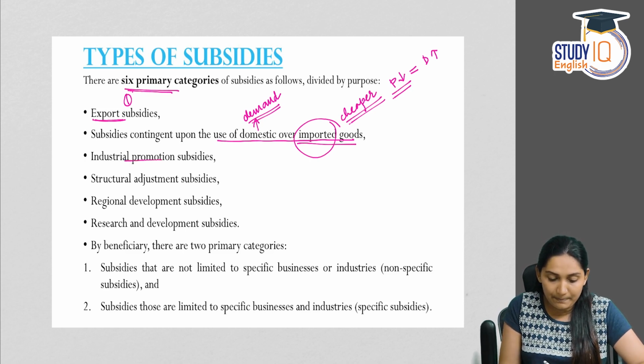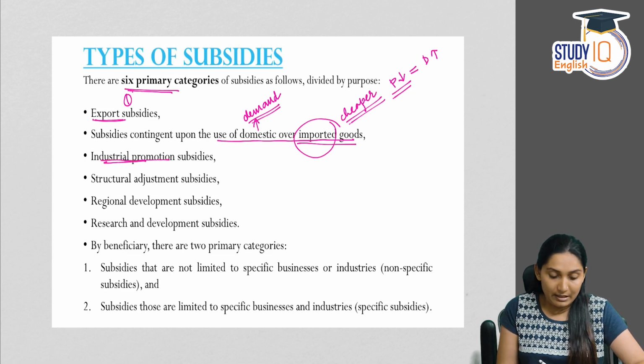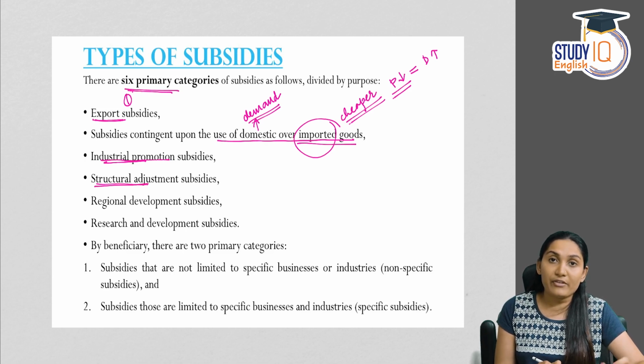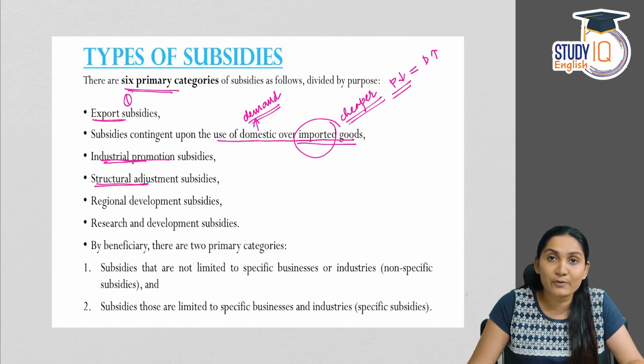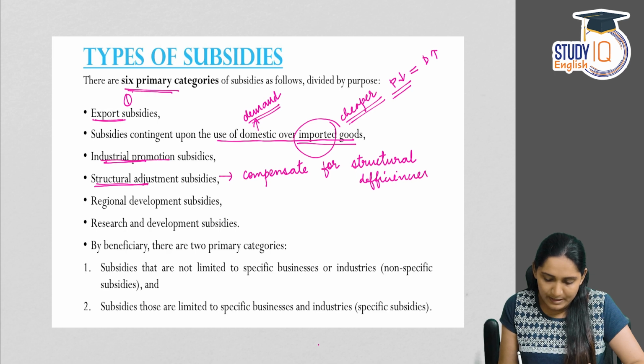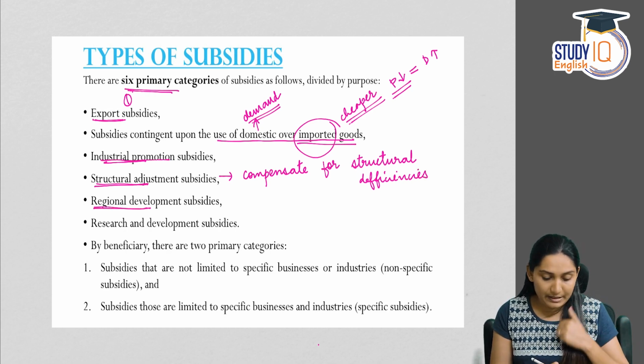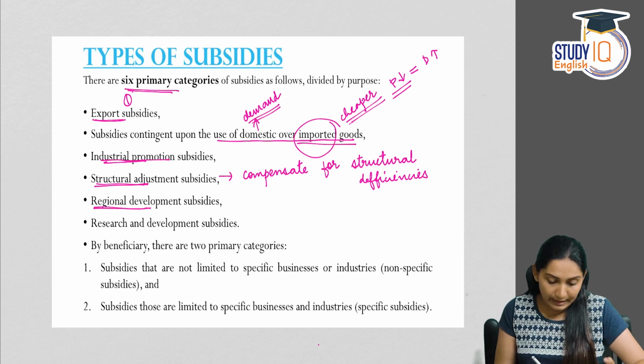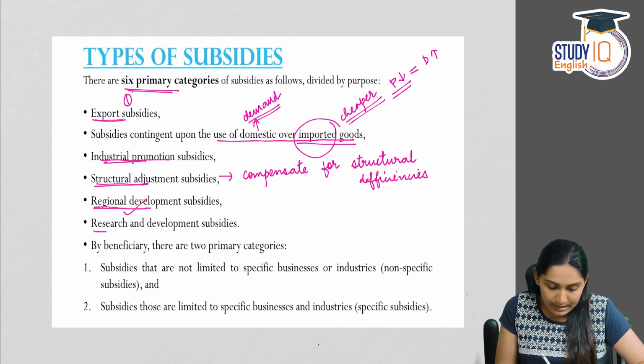Third is industrial promotion subsidies, to promote certain industries. Fourth is structural adjustment subsidies, that is if there are structural deficiencies in an economy, to adjust for these deficiencies or to compensate for the deficiencies. Next is regional development subsidies, that is for the development of a particular region. Then research and development subsidies, R&D, for promoting research and development.